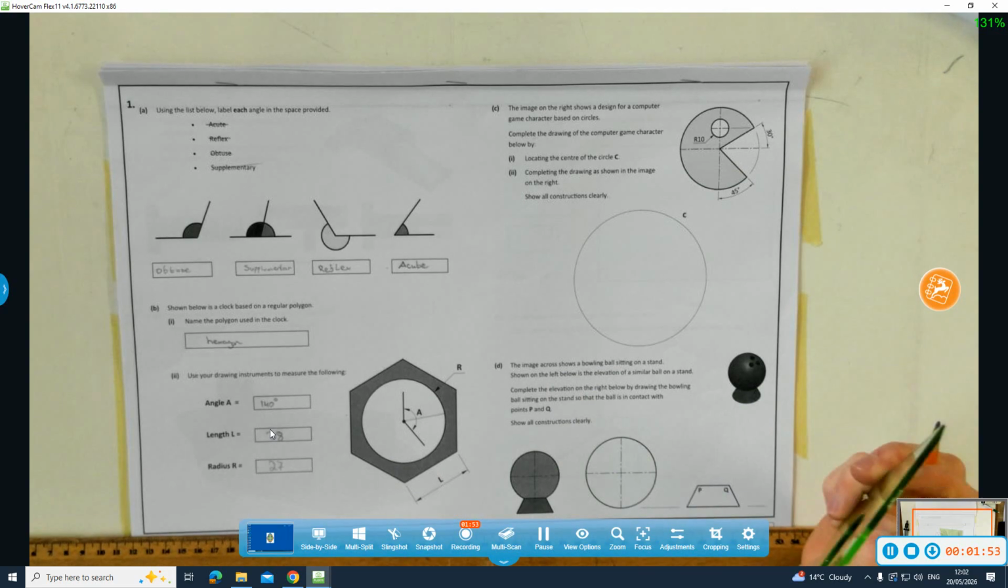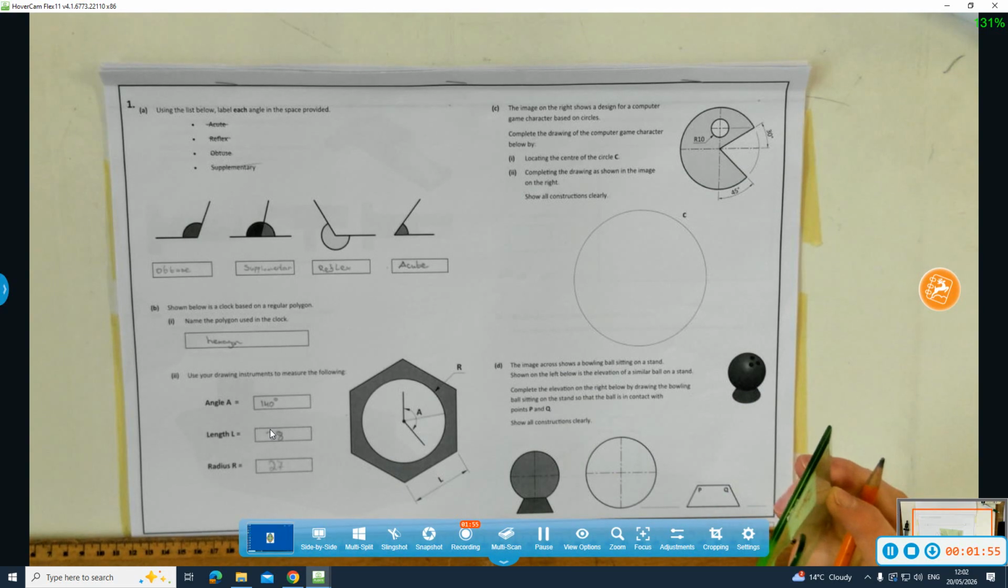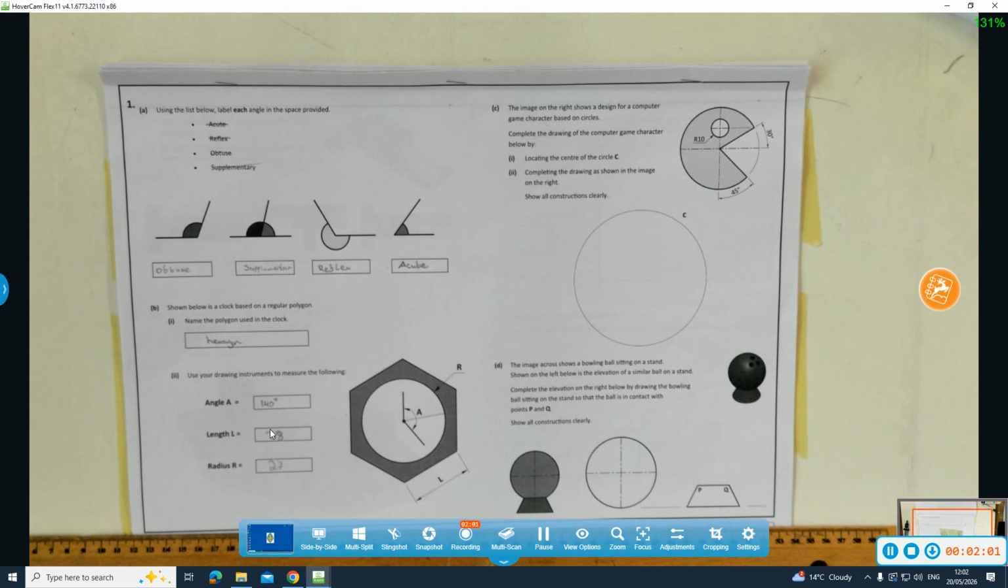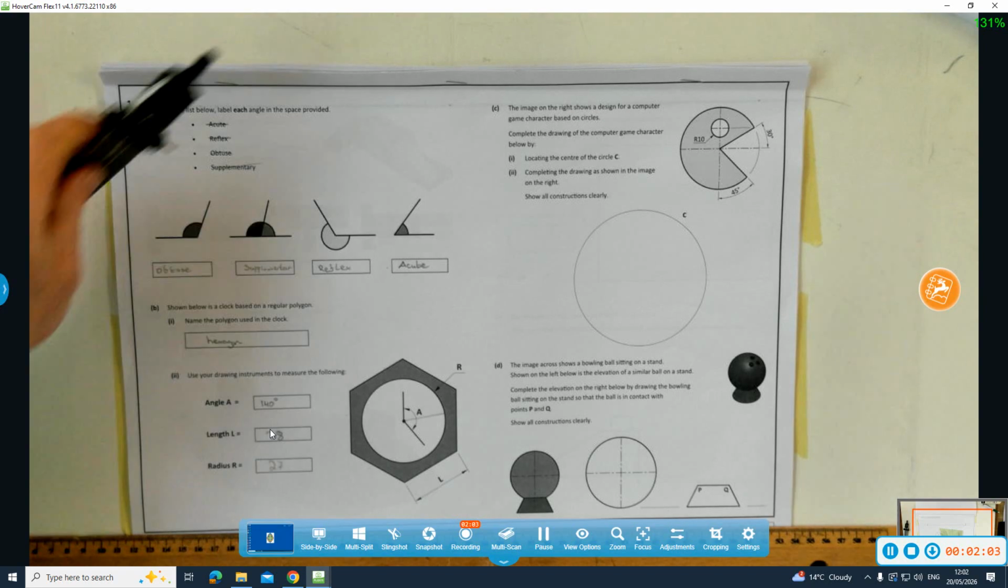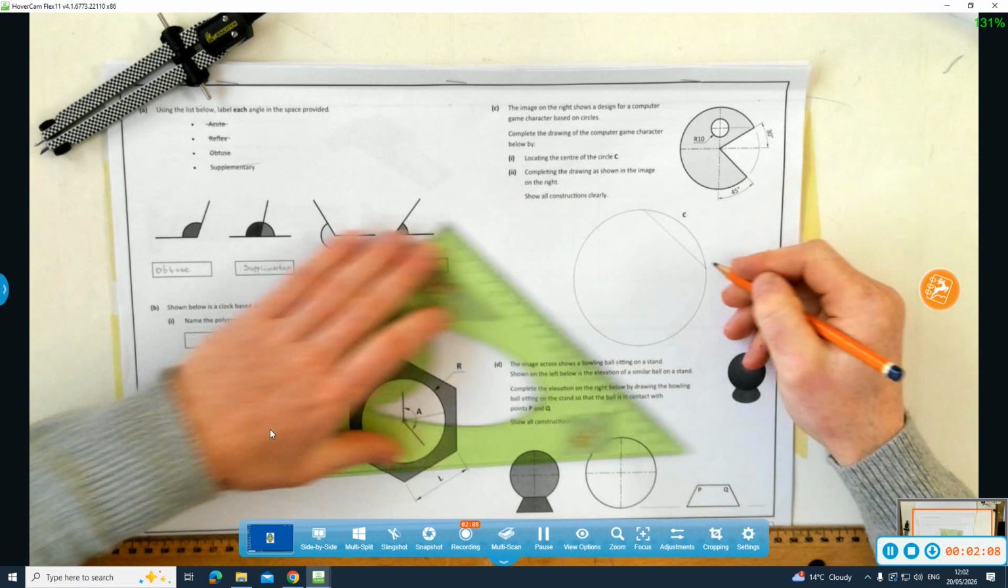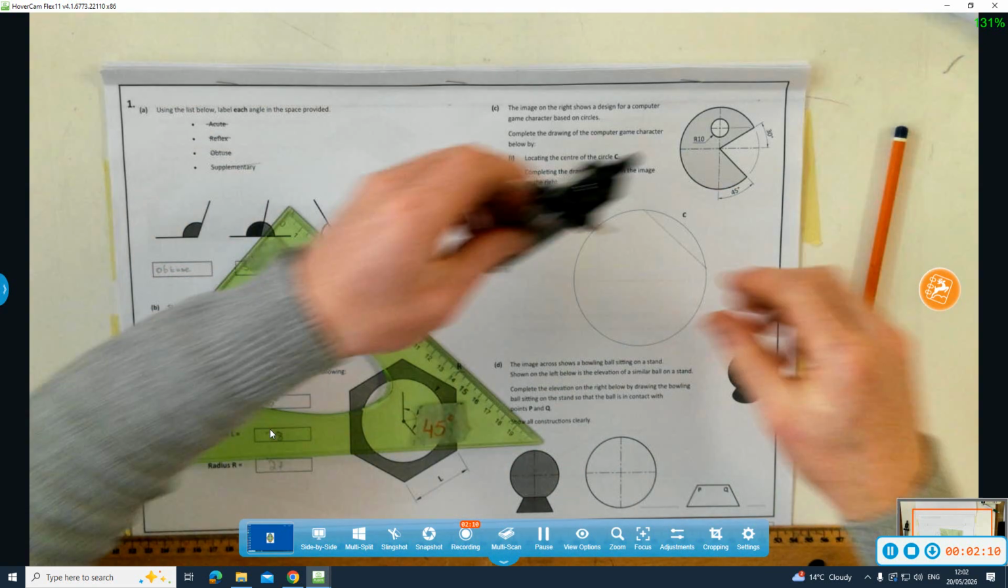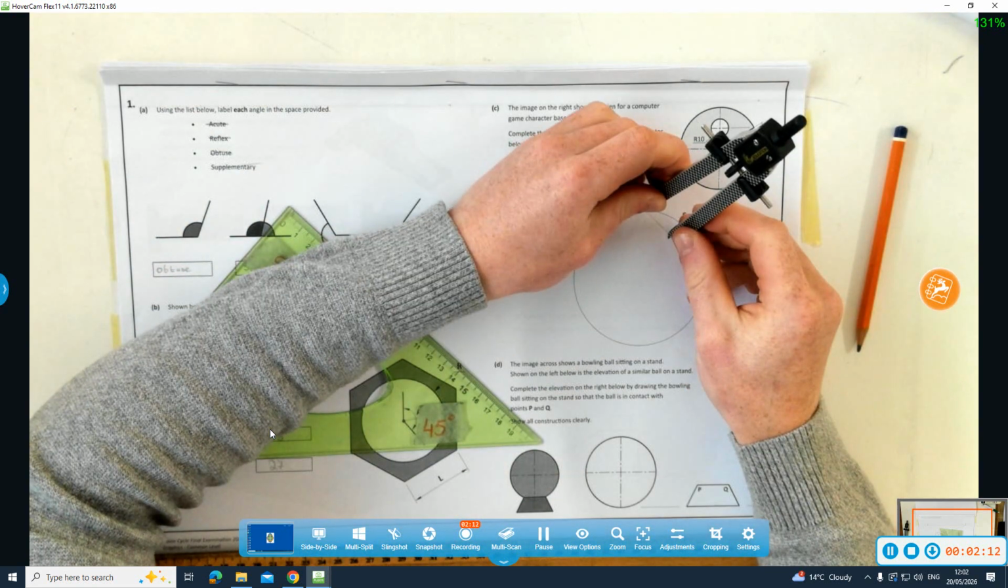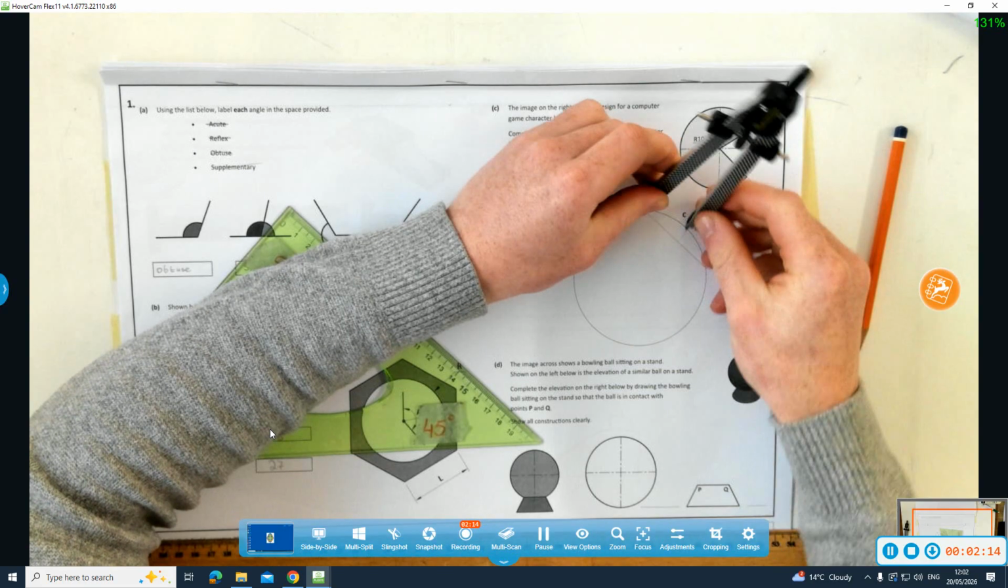So, the image on the right shows a design for a computer game character based on circles. Complete the drawing of the computer game character below by locating the center of the circles. This comes up often with us. So, locating the center of a circle. We need to do chords. So, you need to draw a line from one side of the circumference to the other. Make sure it doesn't go through the center dot, roughly through the centers.